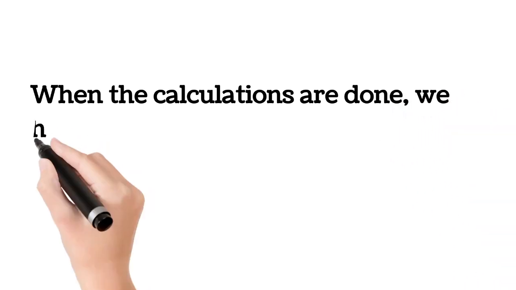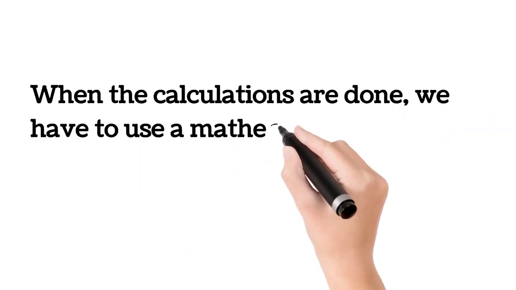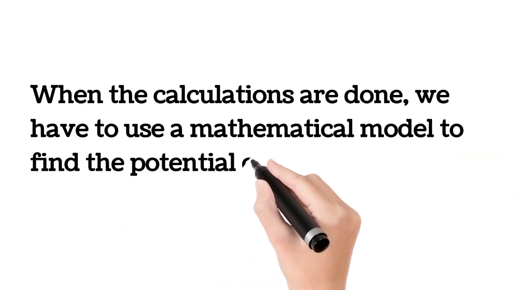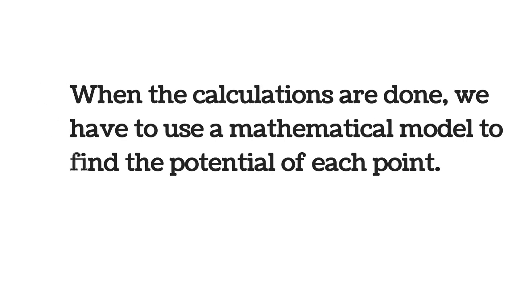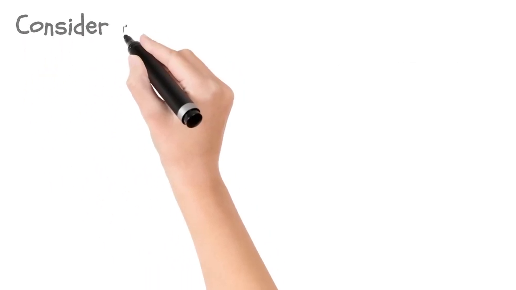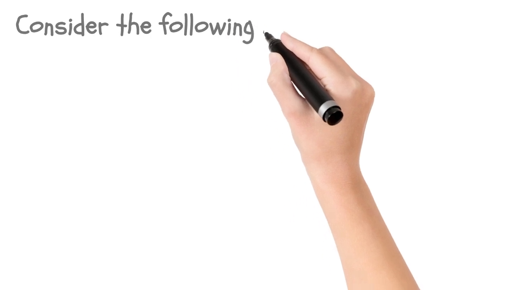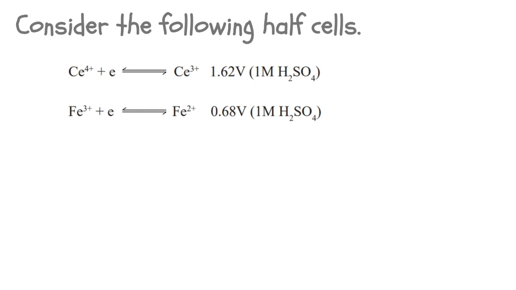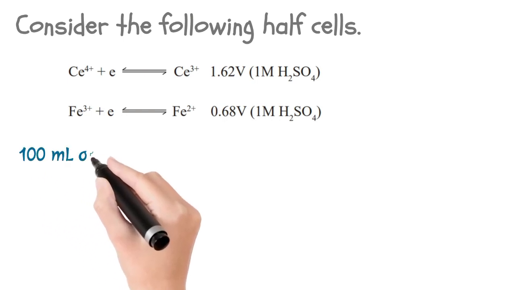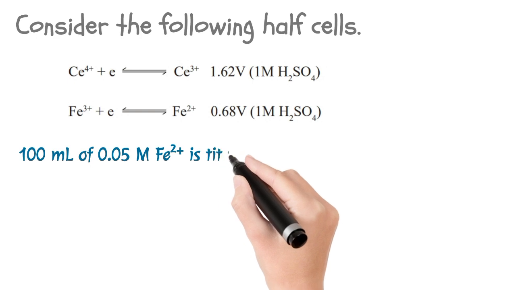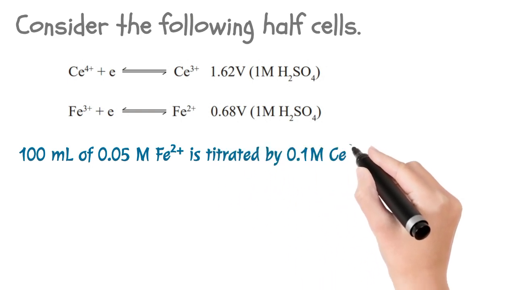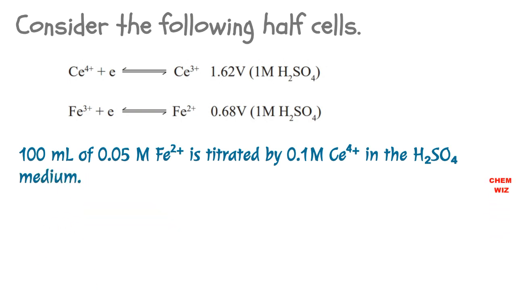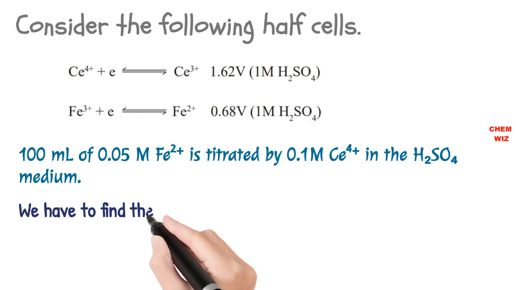We have to use a mathematical model for this calculation to find the potential at the considered burette readings. Consider the following half cells. We put 100 milliliters of 0.05 M ferrous iron solution in a titration flask. We have to acidify the reaction using sulfuric acid. We usually have to find the potentials at the equivalence point, before the equivalence point, and after the equivalence point.